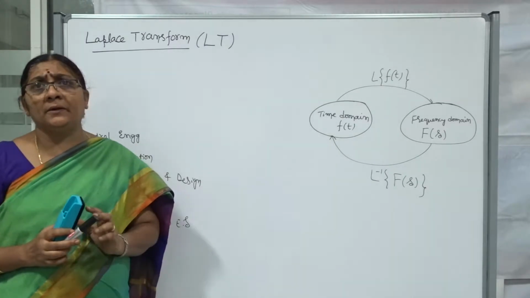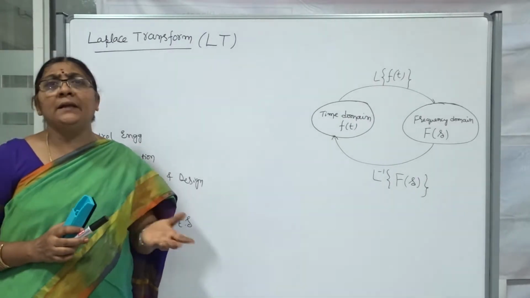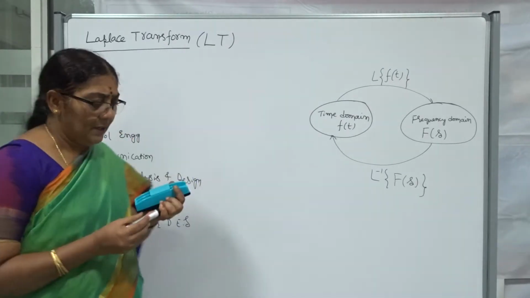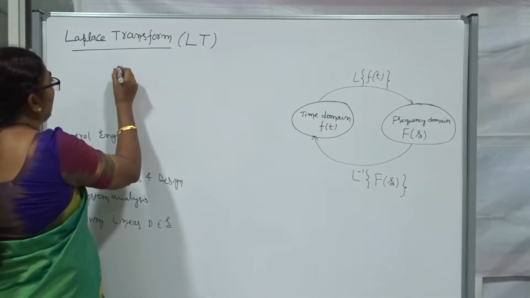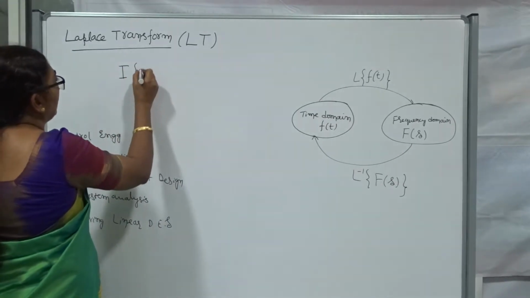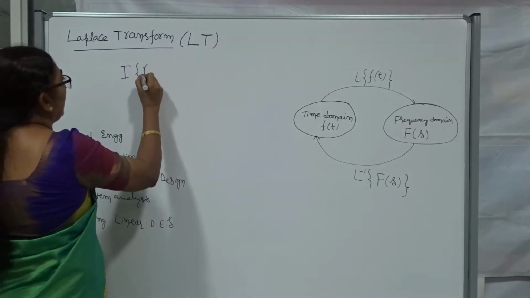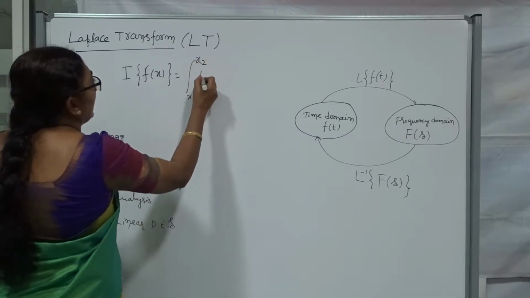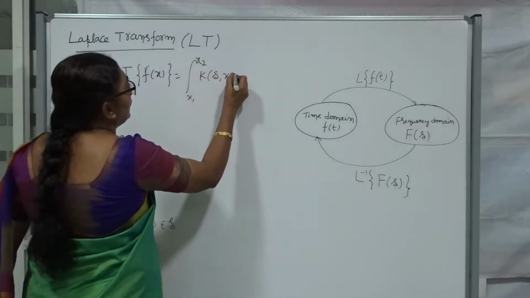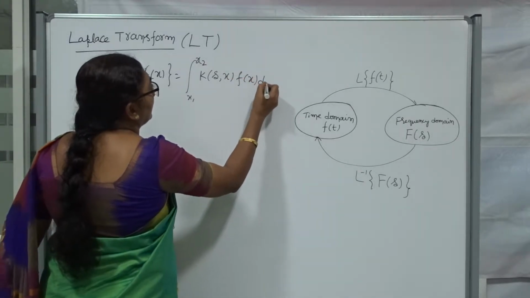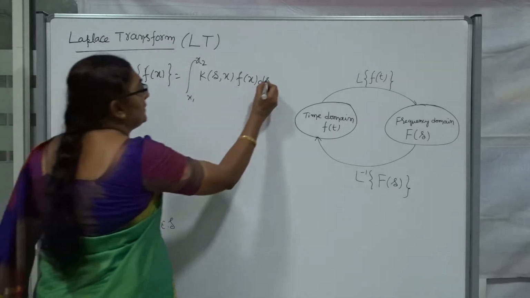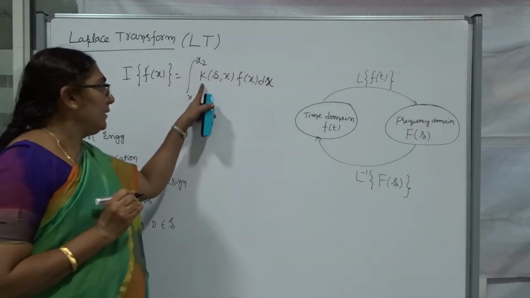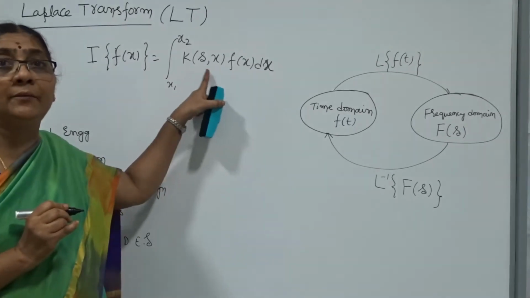Basically, Laplace transform does not come directly. We define a Laplace transform based on one of the transforms called the integral transform. Integral transform starts with the first letter I. Therefore, the integral transform of the function f of x is nothing but the integration from x1 to x2 of k of s, x into f of x dx. This is the formula for the integral transform of the function f of x, where k of s, x is nothing but the kernel of the transform.